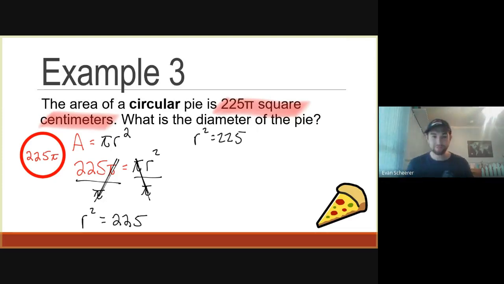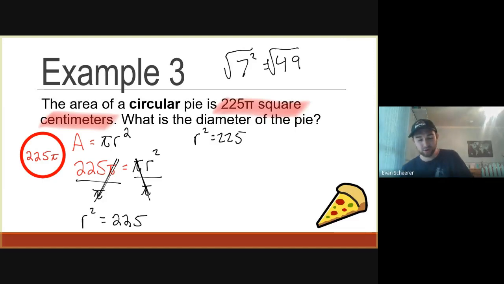Now, how do you get rid of an exponent? Well, think about it. 7 squared equals 49, right? So what if I took the square root of both sides? Taking the square root's like an operation. Whatever you do to one side, you have to do to the other. So taking the square root of 7 squared, notice here, I can cancel out a square and a square root, and I get 7.